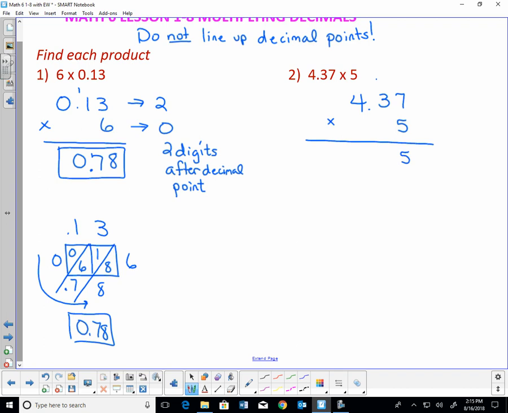5 times 3 is 15, plus 3 is 18, carry my 1. 5 times 4 is 20, plus 1 is 21. I have 2 digits after the decimal point here, 0 digits after the decimal point here, so I need 2 digits after my decimal point, which means my decimal point needs to come between my 1 and my 8, because that means there'll be 2 digits after my decimal point. So I have 21.85, that's my final answer.